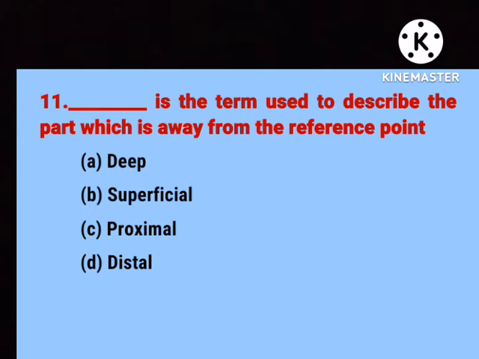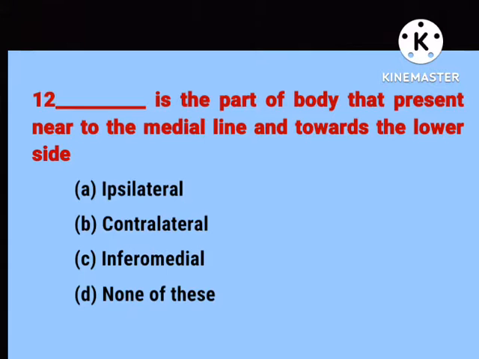Dash is the term used to describe the part which is away from the reference point: A. Deep, B. Superficial, C. Proximal, D. Distal. Dash is the part of the body that is present near to the midline and towards the lower side: A. Ipsilateral, B. Contralateral, C. Inferior-medial, D. None of the above.